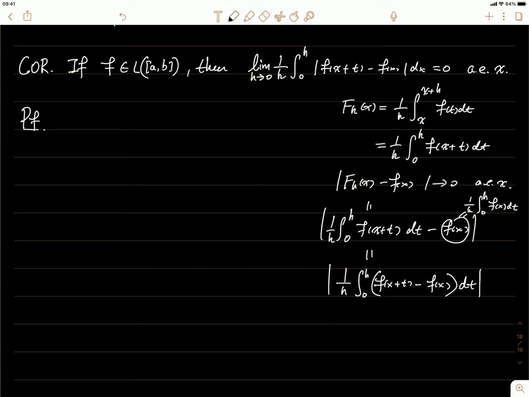So previously we showed that the limit of this goes to 0 as h goes to 0. But here we're going to show a stronger one. We're actually taking the absolute value of the integrand, and we can still show that it's equal to 0 almost everywhere. Okay, so that's our purpose right here.